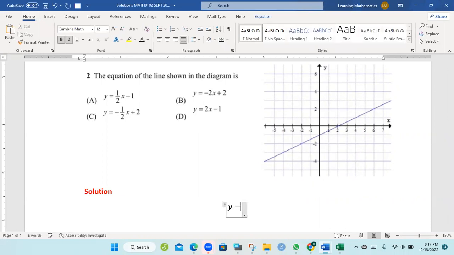y is equal to a half x minus 1. The gradient is a half, and the y-intercept is -1. So the answer is A.